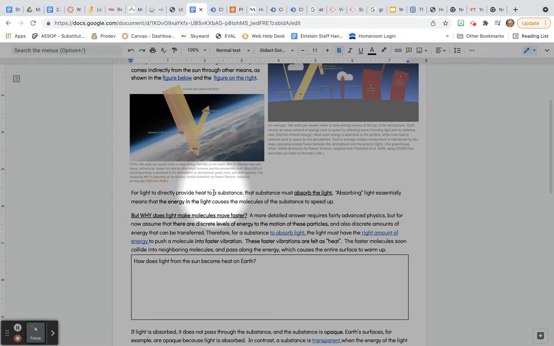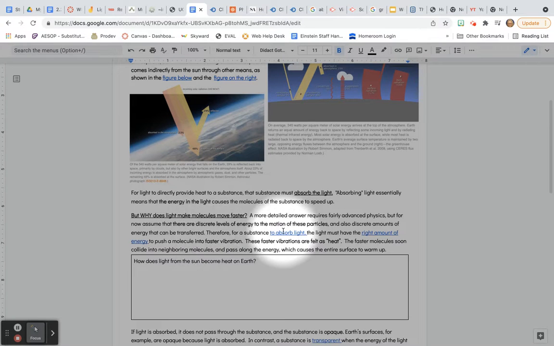For light to directly provide heat to a substance, that substance must absorb the light. Absorbing light essentially means that the energy in the light causes the molecules of the substance to speed up. But why does light make molecules move faster? A more detailed answer requires fairly advanced physics. But for now, assume that there are discrete levels of energy to the motion of these particles, and also discrete amounts of energy that can be transferred. Discrete means a very specific amount.